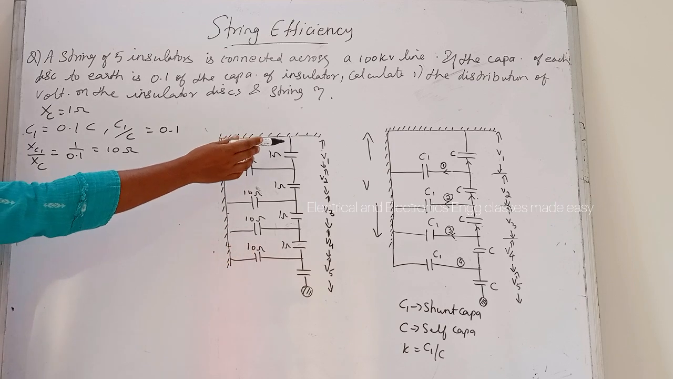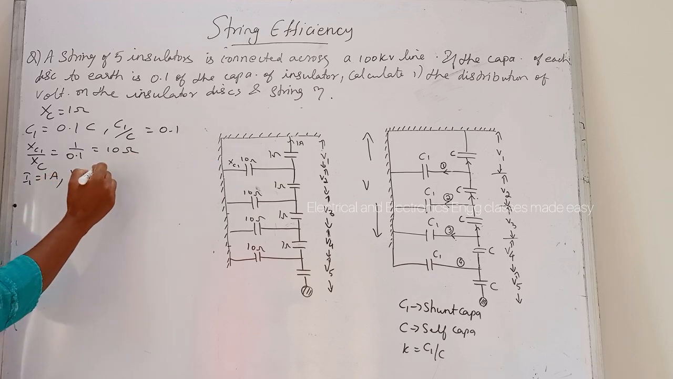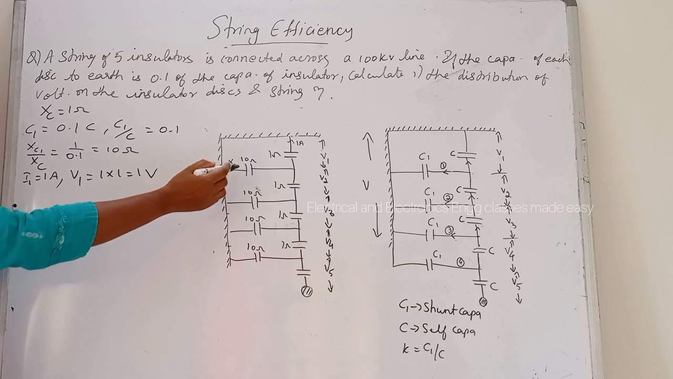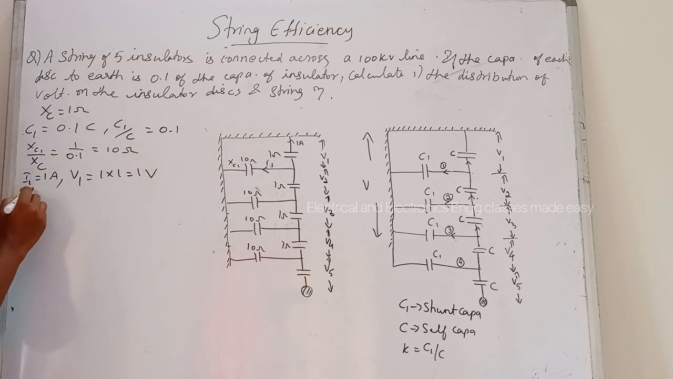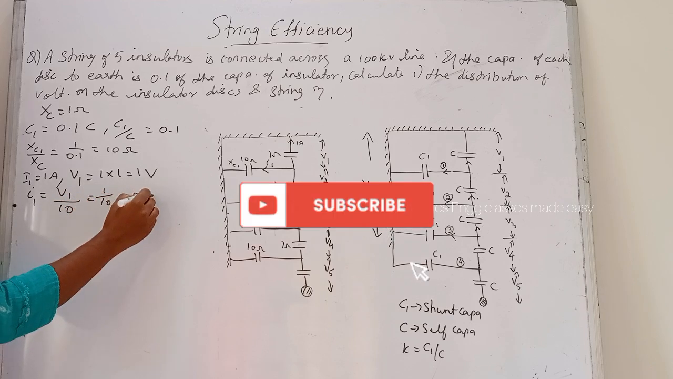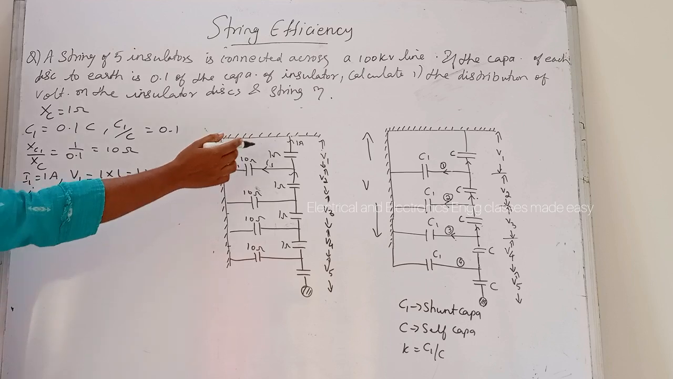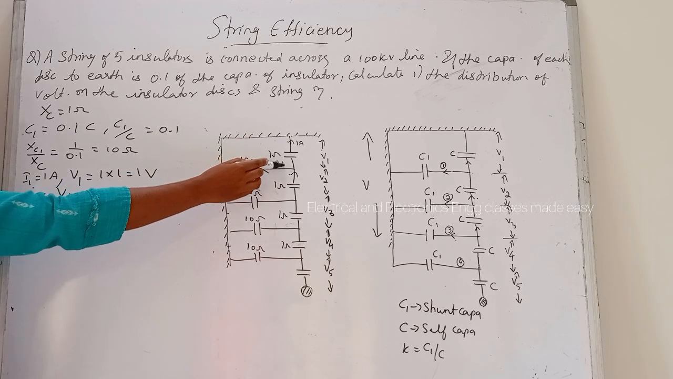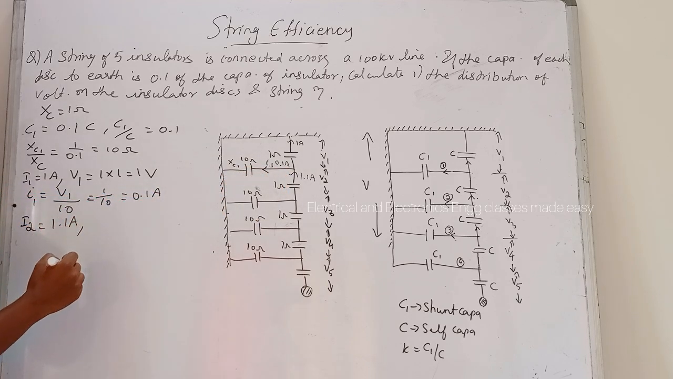Now assume this current is 1 ampere, that is I1 is equal to 1 ampere. Then what will be V1? V1 will be equal to 1 into 1, that is 1 volt. Then what will be this current, that is small i1. Small i1 is equal to V1 divided by 10, that is 1 divided by 10, that is 0.1 ampere. Then this current, that is capital I2, is equal to 1 plus this 0.1 ampere. So 1.1 ampere. So I2 is 1.1 ampere.